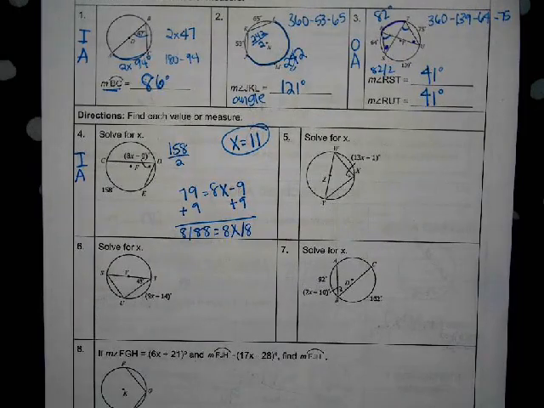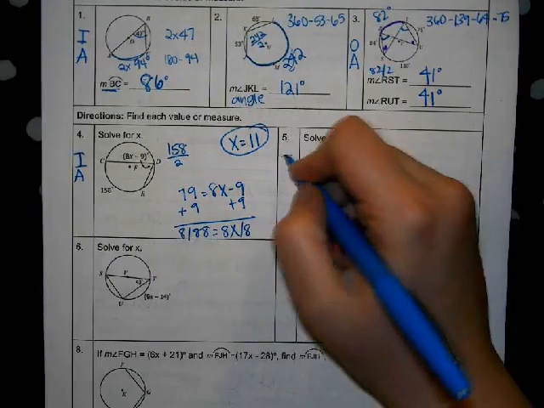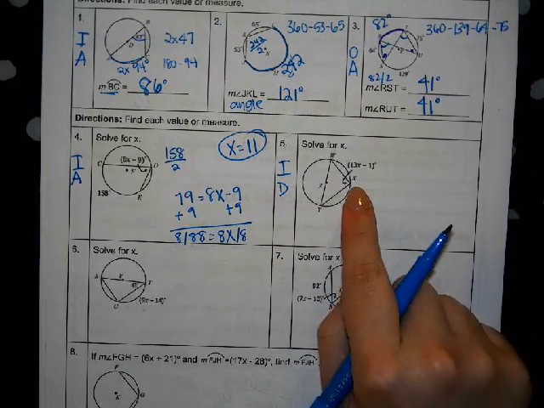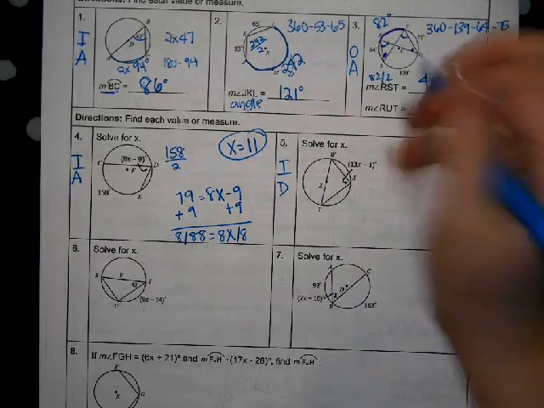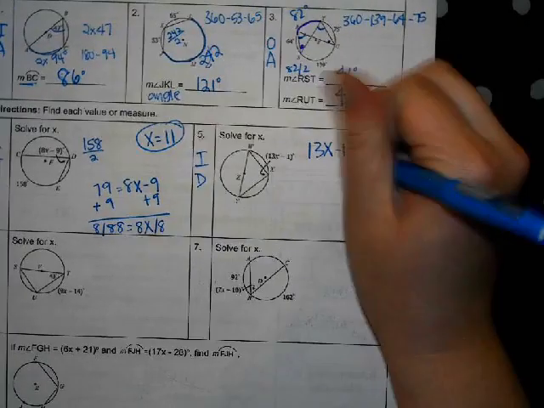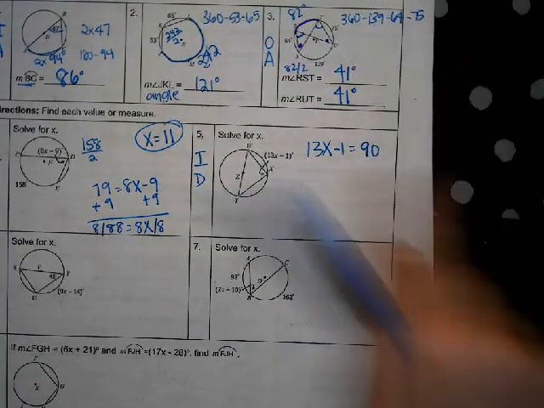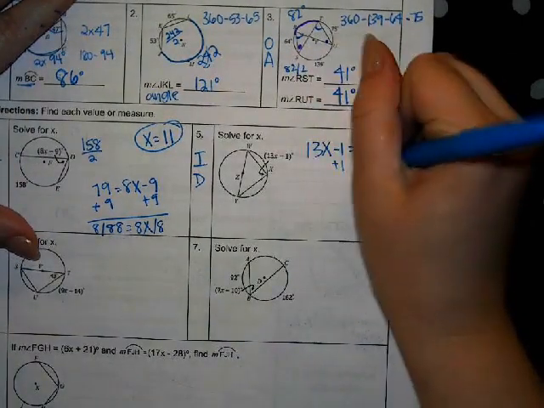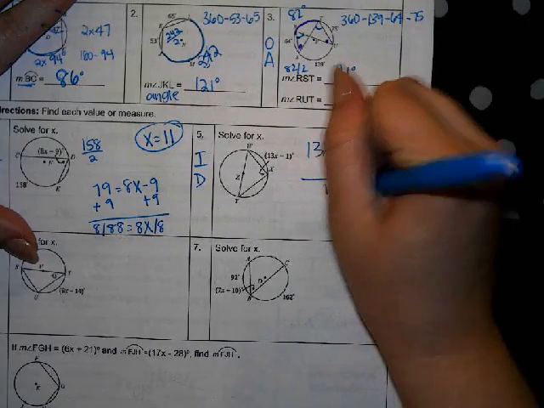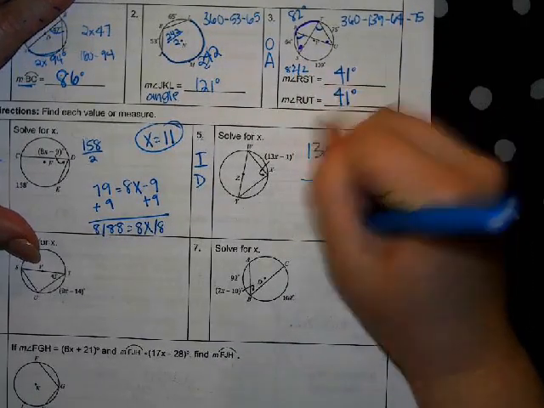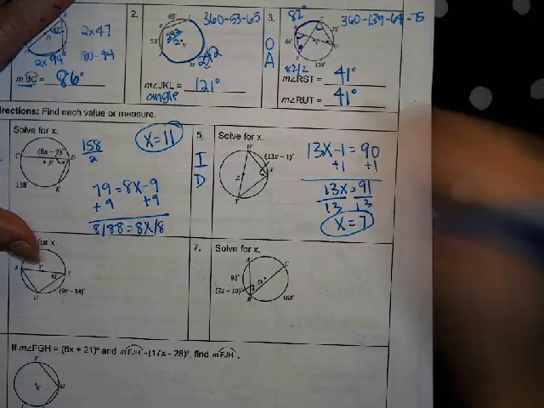Okay, looking at number 5, this is an intercepting diameter. So remember, across from where your diameter is, that angle is 90 degrees. Lucky for us, that's the angle it's asking us to find. So that means this whole equation is equal to 90. Do my 2 steps, add 1, and then divide by what's in front of x. And that leaves us with an x value of 7.